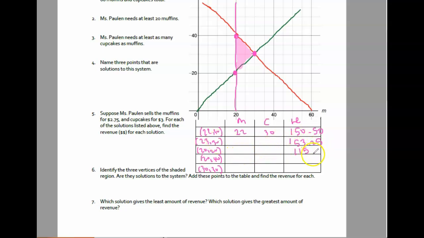So 23 times 2.75 plus 30 times 3, it's going to be that. 2020, it's going to be 115. 2040, it'll be 175. 3030, it's going to be 172.50.